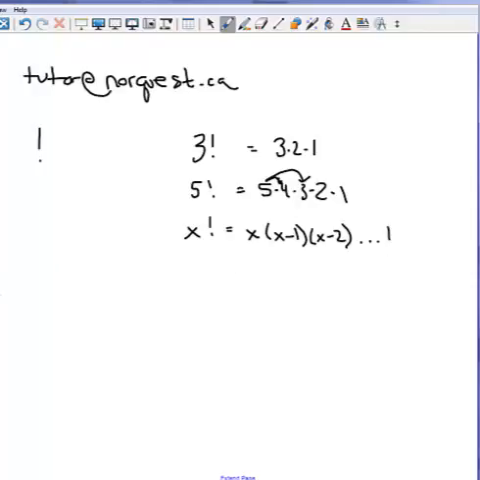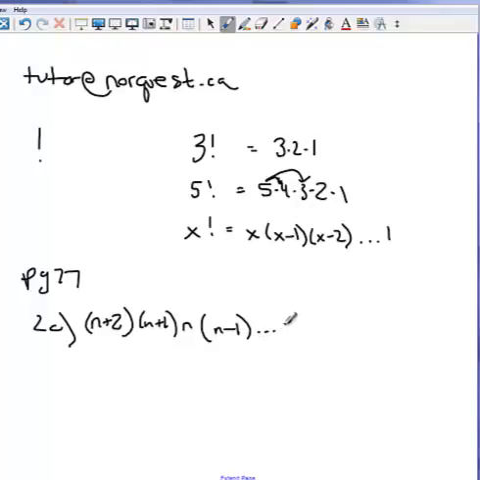So for your questions on page 77, number 2C, express as a single factorial notation. I had n plus 2, so some number plus 2, some number plus 1. So you can see it's already going in descending order, times some number minus 1, dot, dot, dot, all the way until I get down to 1. So really they have an expanded form of factorial notation.